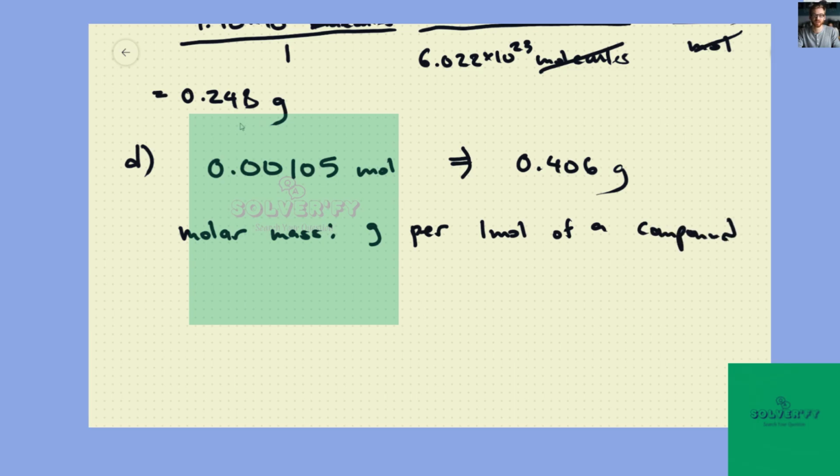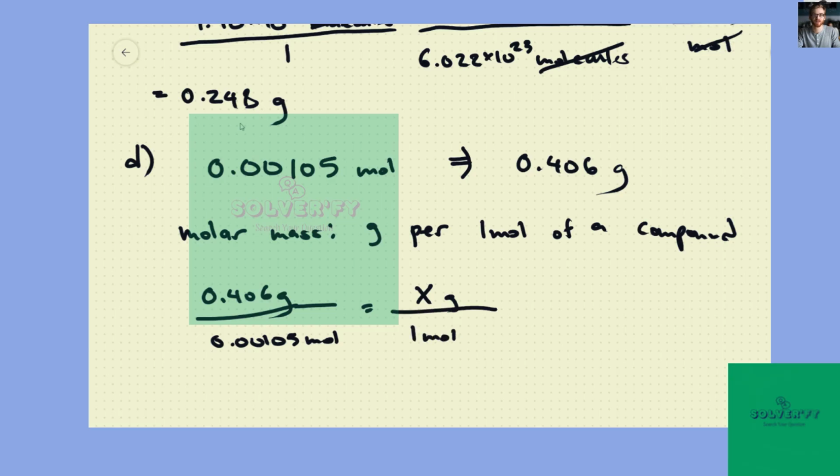And so if we know how many grams are in 0.00105 moles, then we can set up a simple equation to find out. There'd be x grams in 1 mole. And so all you'd have to do is take 0.406 divided by 0.00105 moles, and you would get 386.66 repeating. Okay, we only have 3 sig figs here, so we round this up to 387 grams per mole.